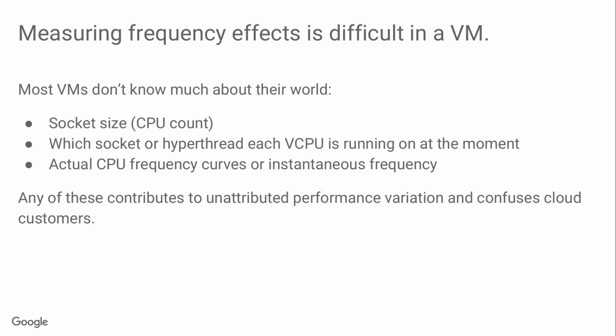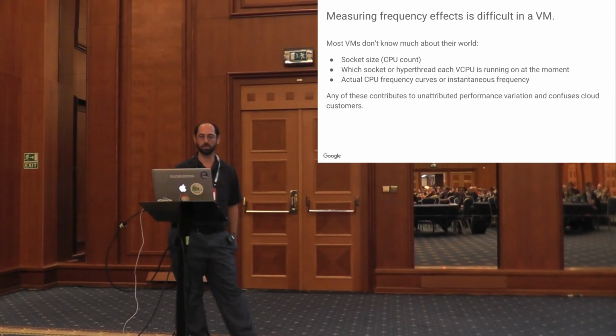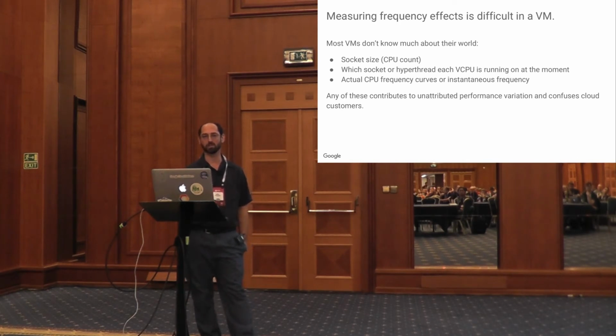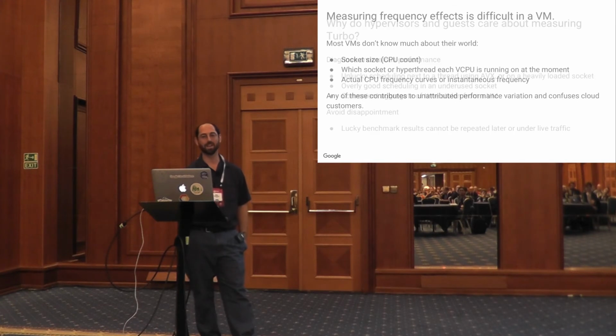VMs really don't know anything about what they're doing unless I tell them. They don't know what CPU socket they're on or how big it is. They don't know how many cores there are or how many sockets there are. They don't know where they might be running. Depending on your scheduler, VCPUs will move around the system, different sockets or same socket. They don't know the CPU frequency curve they're on, or the frequency at the moment. And if I'm investigating a performance anomaly where things were fast, but now they're slow, or there's a lot of variation, this stuff has a large effect, but it's nothing the guest actually has access to in our systems. And that's really annoying and confusing.